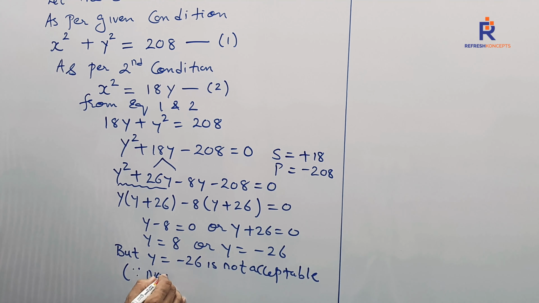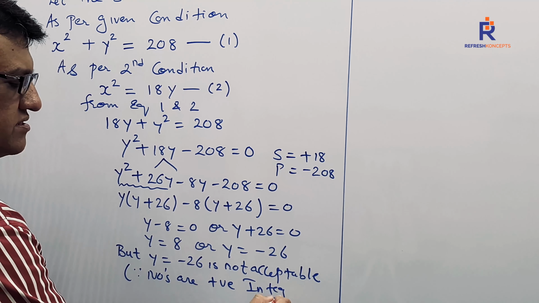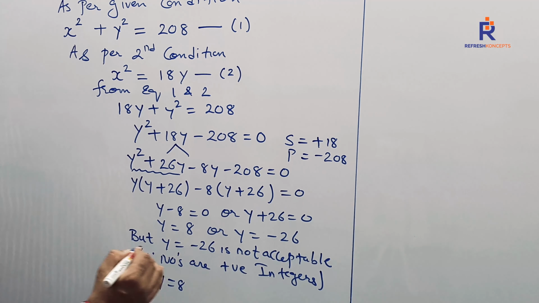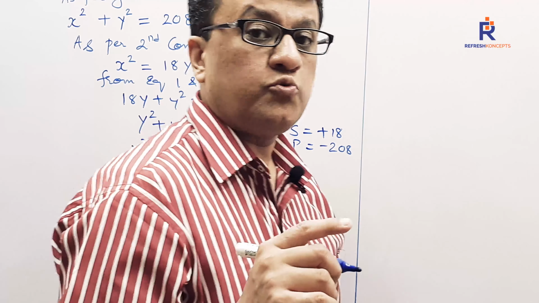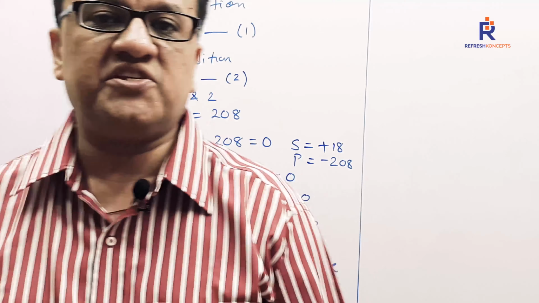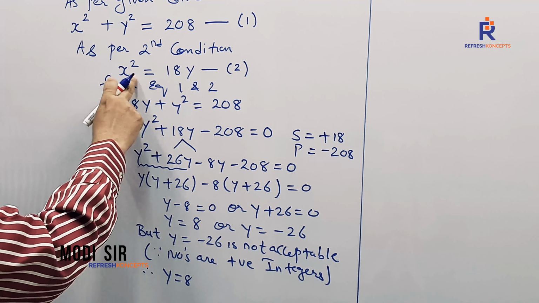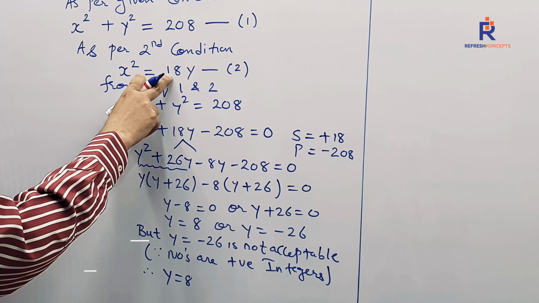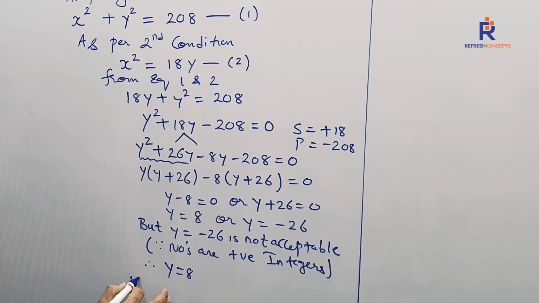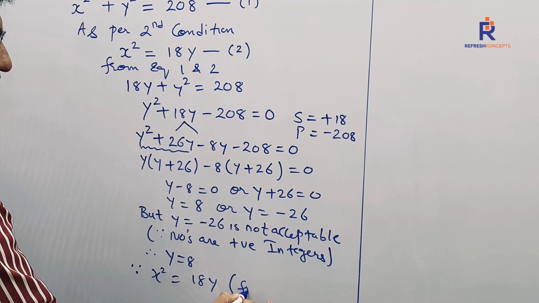What can I take common from here? y into (y plus 26) minus 8 into (y plus 26). How come? Because outside we have a minus sign, so inside the sign changes. Instead of minus, the answer will be plus. So (y minus 8)(y plus 26) equals 0. y minus 8 equals 0, or y plus 26 equals 0. y equals 8 or y equals minus 26.